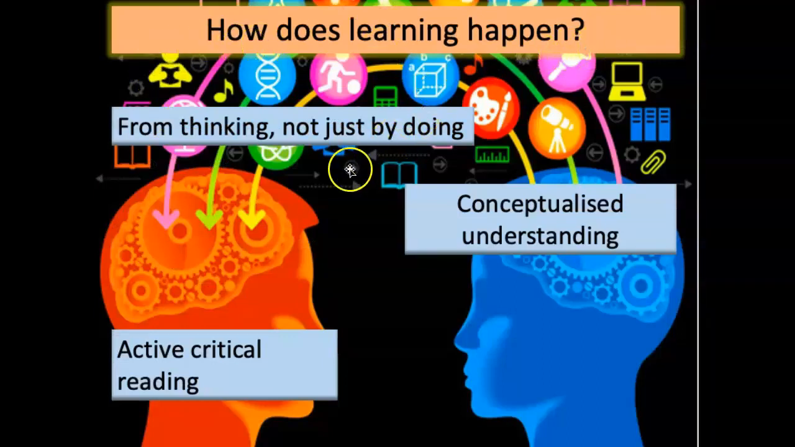So how does learning actually happen? Well, we know that from thinking, not just doing things. So the key idea is that active critical reading will usually result in what we call conceptualized understanding, that we actually genuinely understand what we're reading. And today we're going to go one step further. We're not only going to focus on understanding, but we're going to be challenging and evaluating. And that's when learning is happening at its best.